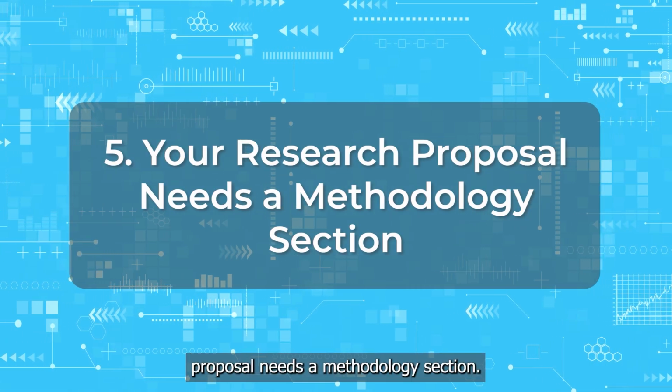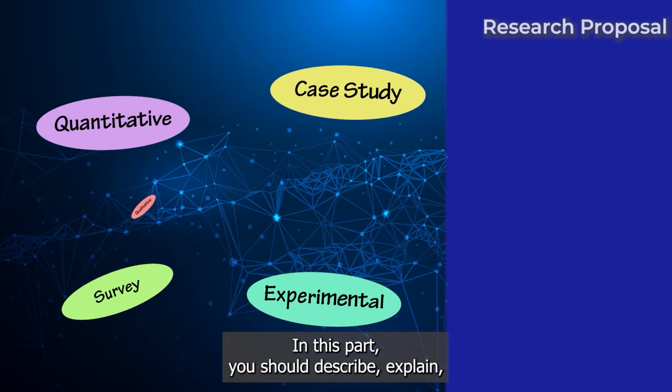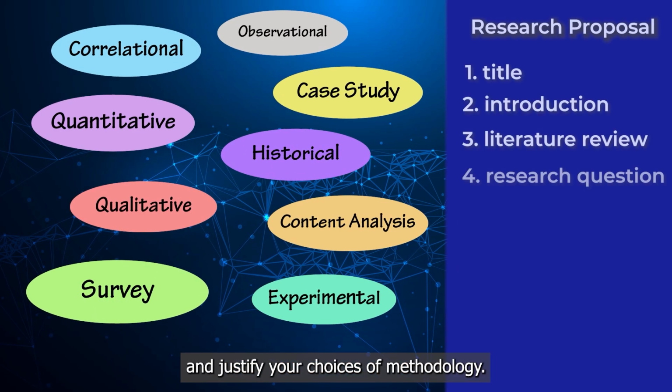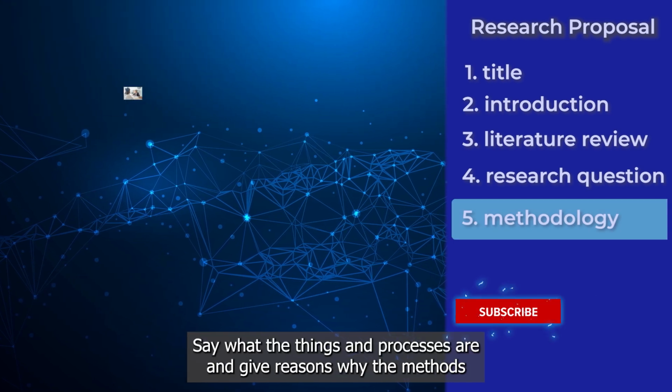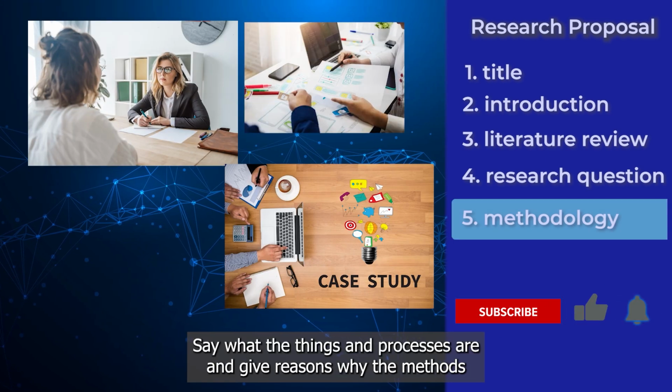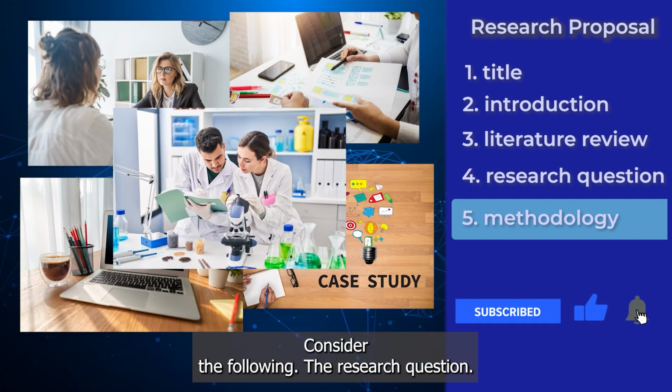Your research proposal needs a methodology section. In this part, you should describe, explain and justify your choices of methodology. Say what the things and processes are, and give reasons why the methods should work, why they are appropriate, why they are the best. Consider the following.